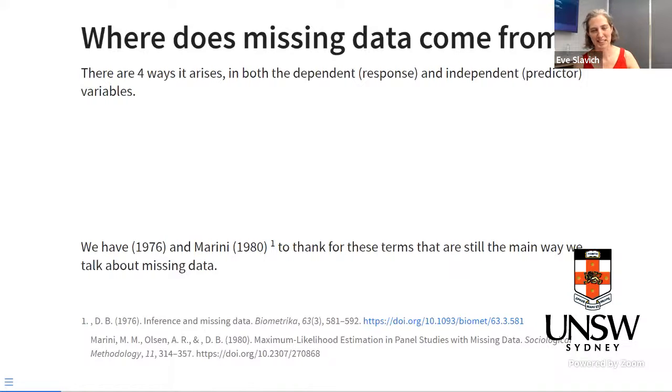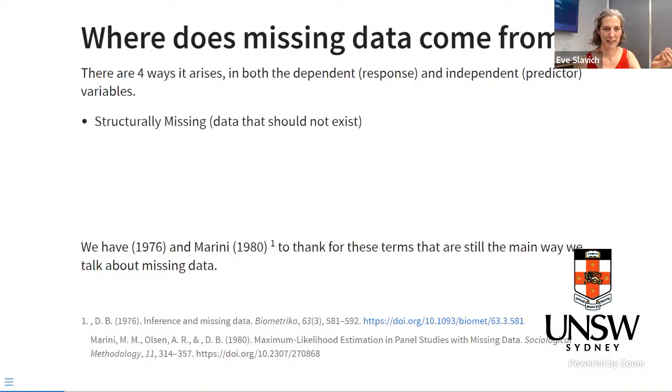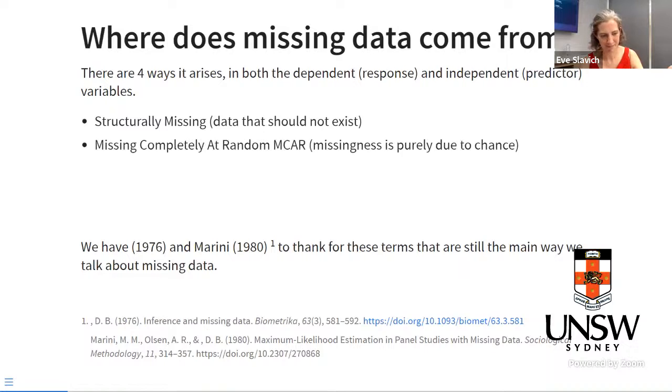So where does our missing data come from? There's 4 main ways, and it can come in either your independent or your dependent variables. So structurally missing data, we're not going to talk about that much today, but that's just data that shouldn't exist. So for example, it could be age of your youngest child. That data won't exist for anyone that has no children. So it's sort of just is not meant to be there.